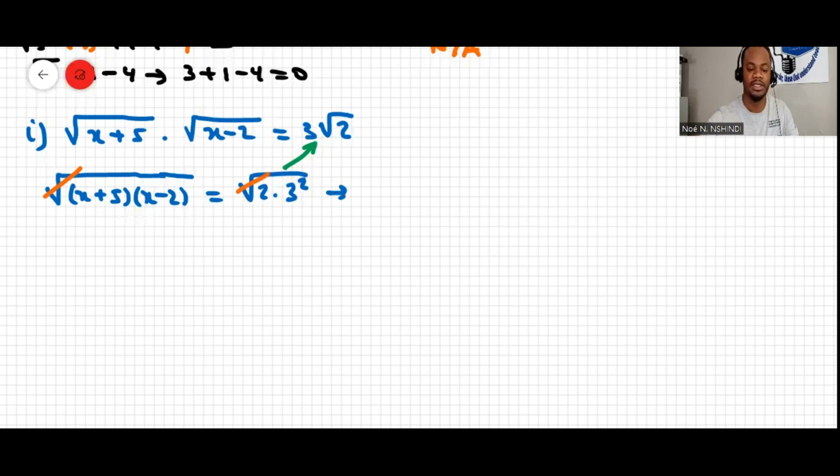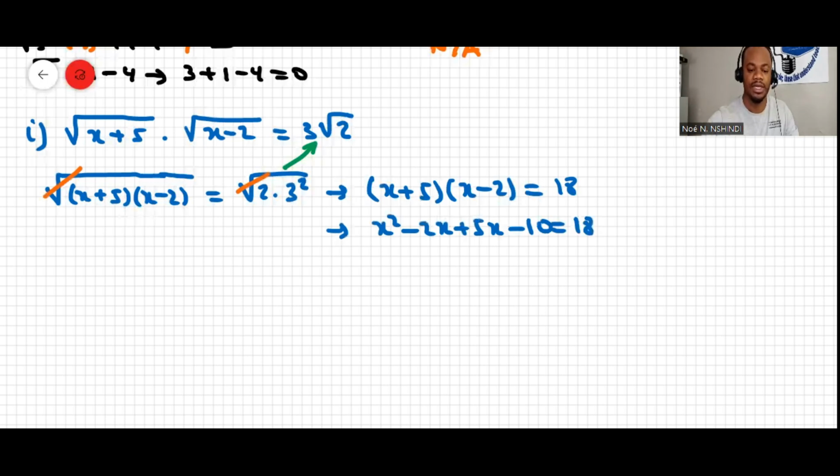x times x makes x squared. Let's write like this first: x plus 5, x minus 2 equal to 2 times 3 squared is 9, right? 2 times 9 is 18. Now we can multiply here, that makes x squared minus 2x plus 5x minus 10 equal to 18. Then this makes x squared plus 3x. If I move 18 over, that makes negative 28 equal to 0.